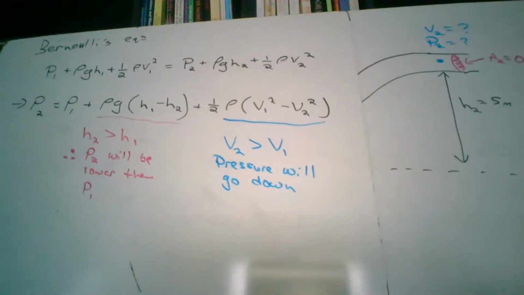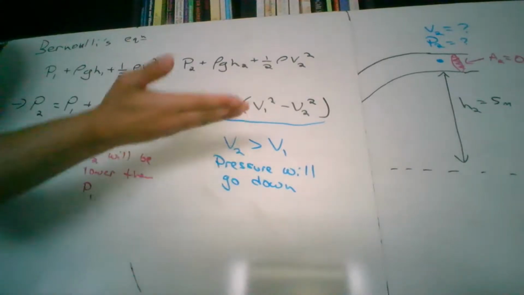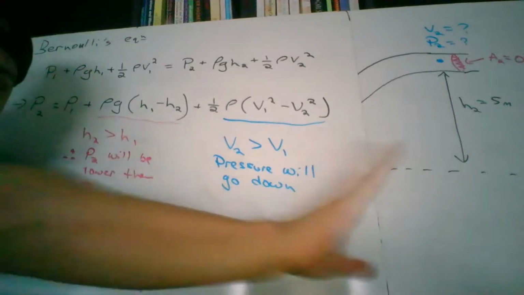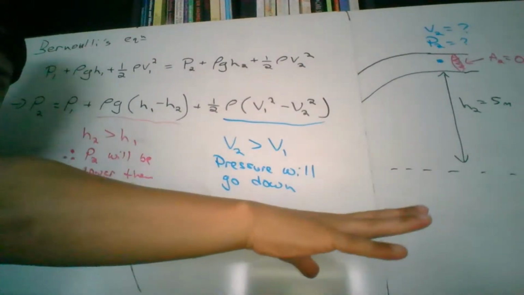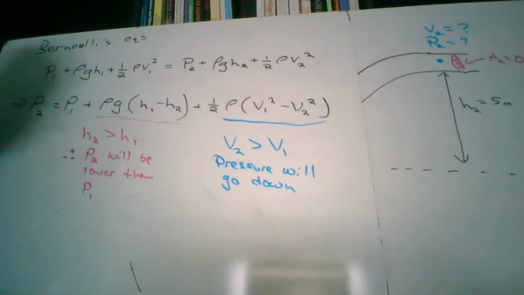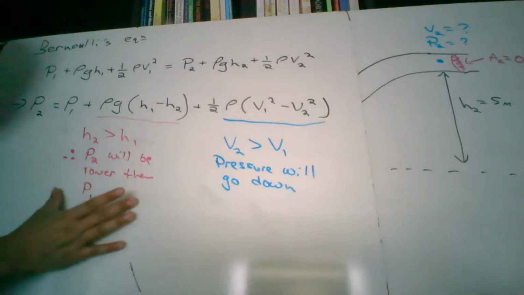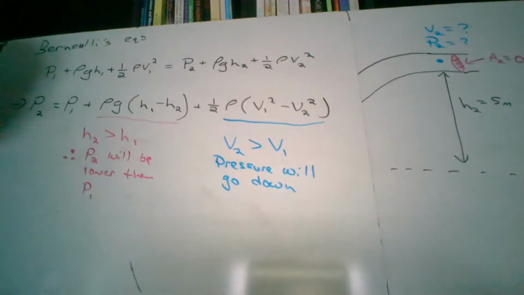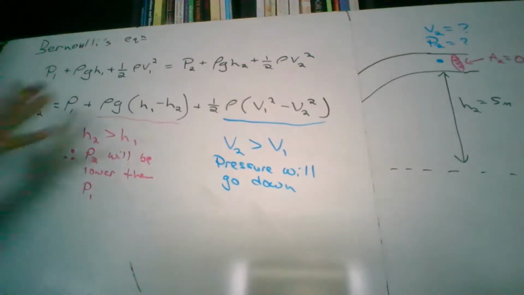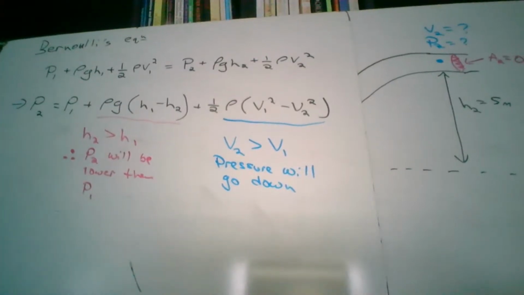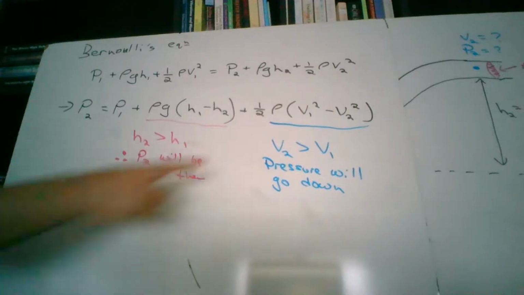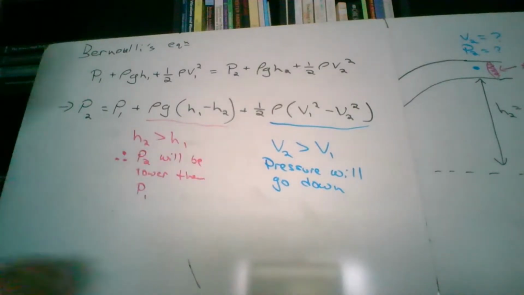That's what that's saying. So if you go up in elevation, the pressure will go down. If you start to speed up, if the water starts to flow faster through the tube, the pressure will also go down. So those are the two things. Increasing the height will decrease the pressure. Increasing the speed will decrease the pressure. Those are our two things that we want to look at. Okay? So this one we can deal with right away.